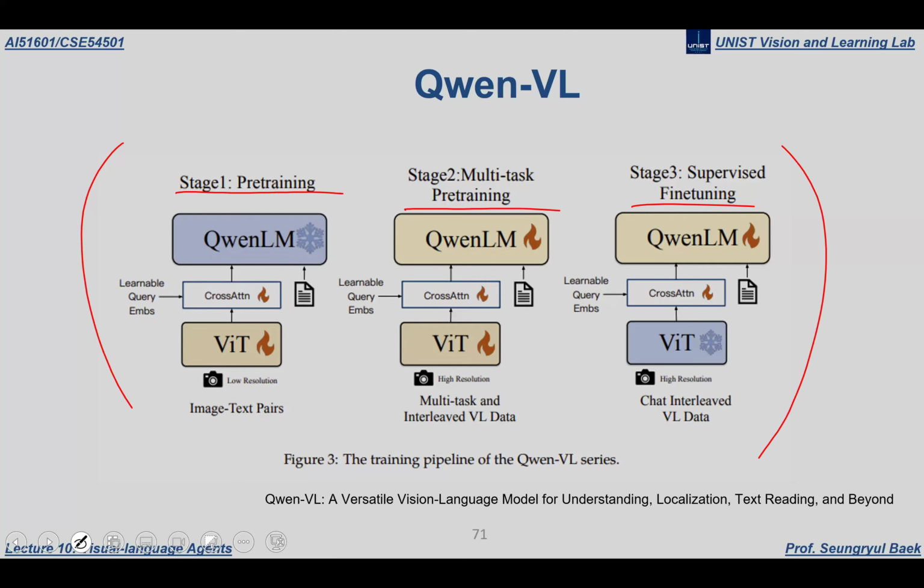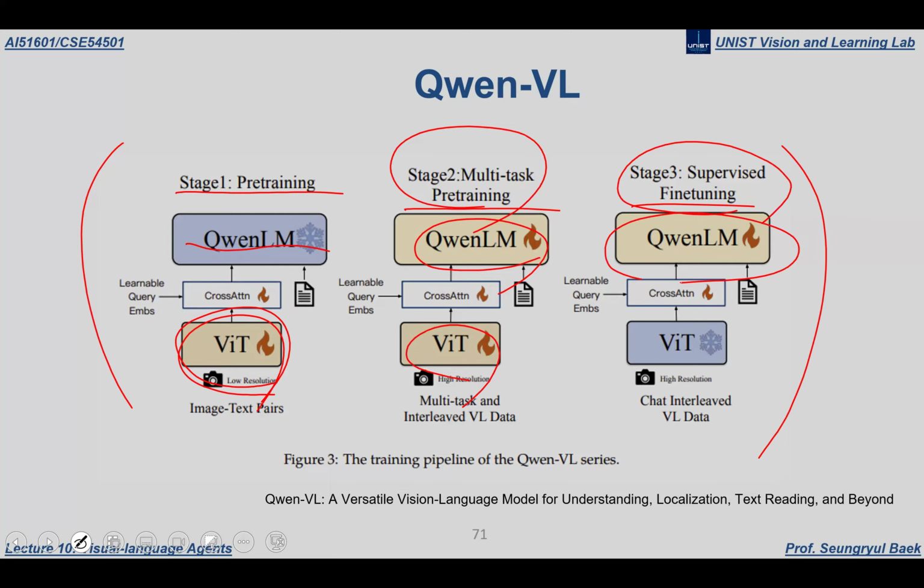Okay, in the first part, they are freezing the LLM part but training only the vision encoders. And in the second stage, they are explicitly training both the LLMs and the vision encoder. And at stage 3, they are fine-tuning these LLMs for specific tasks. That is the three stages in QwenVL.